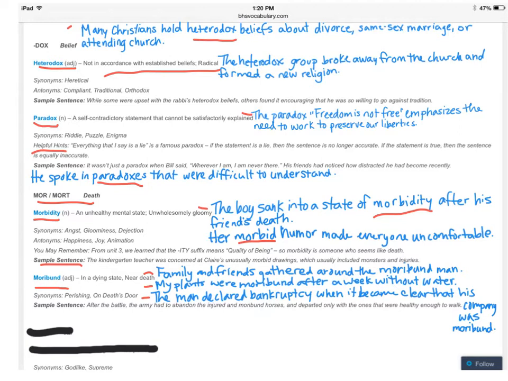So he declared bankruptcy. And the sample sentence that you're given down here, after the battle, the army had to abandon the injured and moribund horses and departed only with the ones that were healthy enough to walk. Kind of sad.